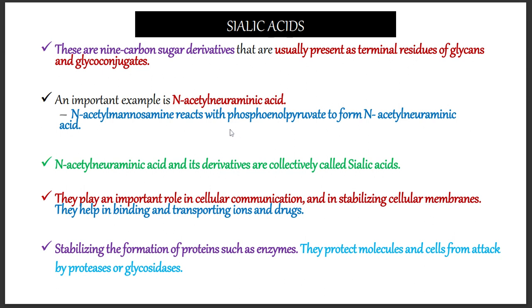Okay. So we are going to react N-acetylmannosamine with the phosphoenolpyruvate, and then we are going to be able to form this N-acetylneuraminic acid. So N-acetylneuraminic acid and its derivatives are now collectively called sialic acids. What we mean by its derivative is that for the same acid, we can remove one atom and substitute it with another. It becomes a derivative of it.